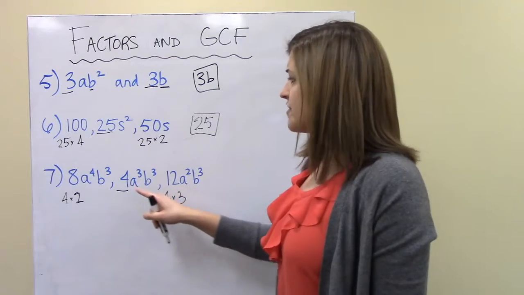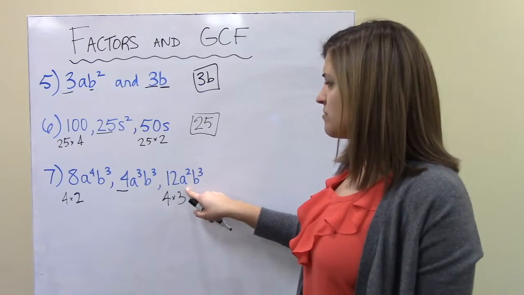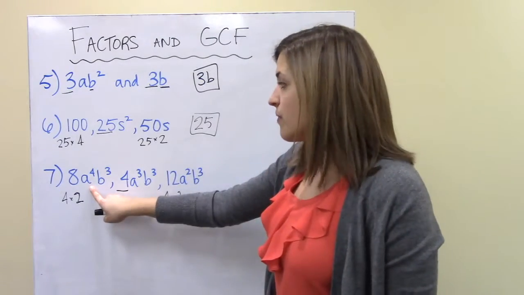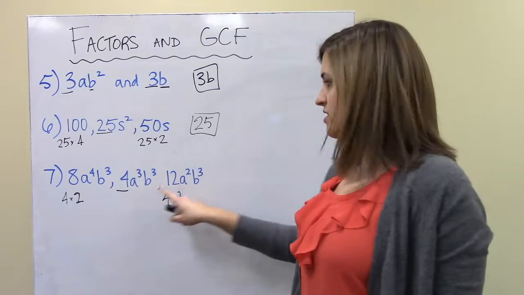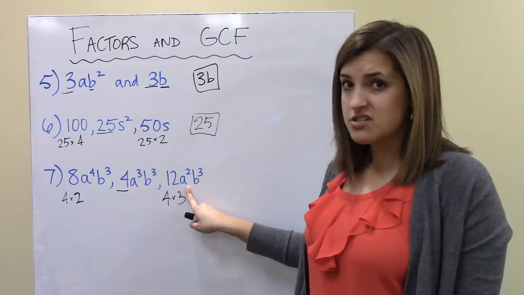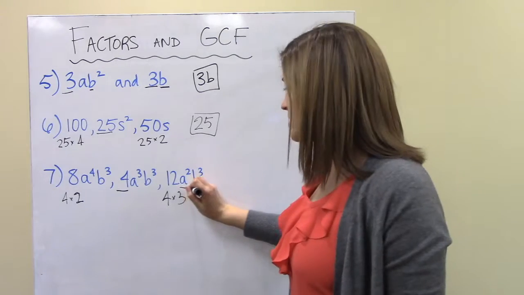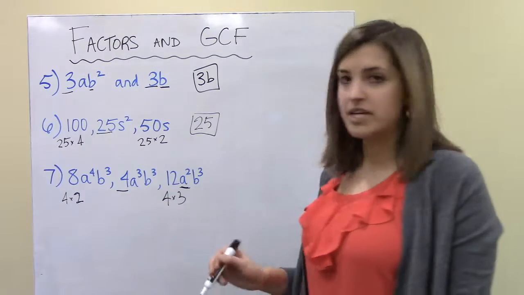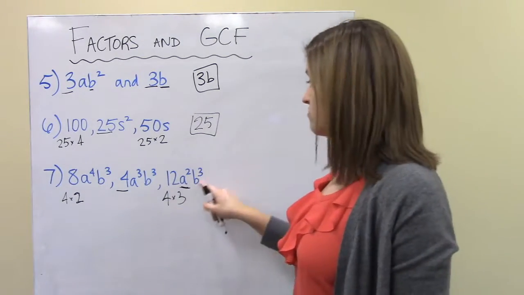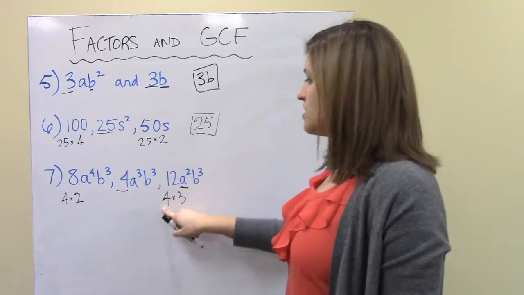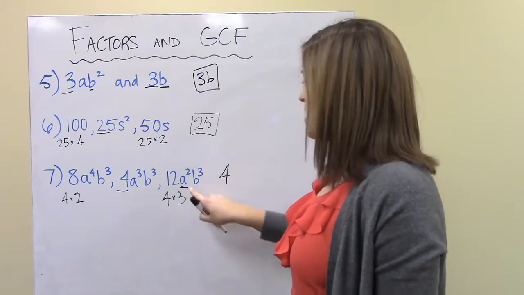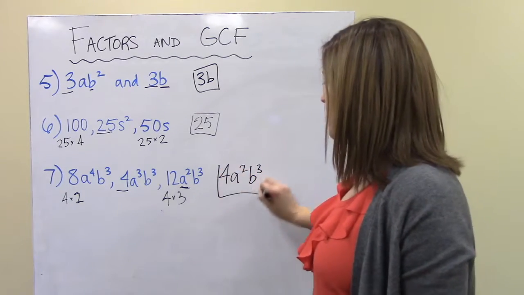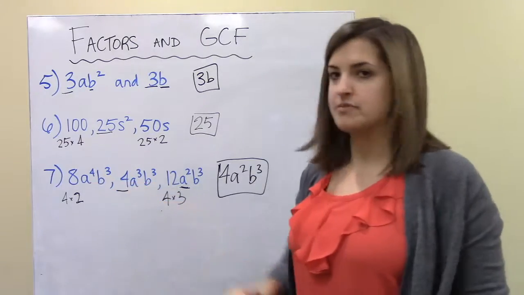Well, now I'm going to have to figure out what's my a term that's my limiting factor. What's limiting me from going higher? Here I have a to the 4th, but here I only have a to the 3rd. And here I only have a squared. So I can't get any higher than a squared. So I'm going to take this guy out, so I'll have a squared. And now every one of these terms has b to the 3rd, so I'm going to keep that too. b to the 3rd goes into all 3. So altogether, I have 4a squared b to the third. That's my greatest common factor that goes into all three of these monomials.